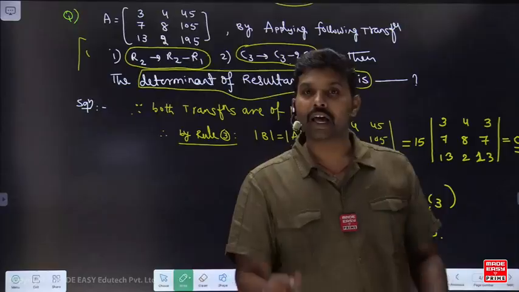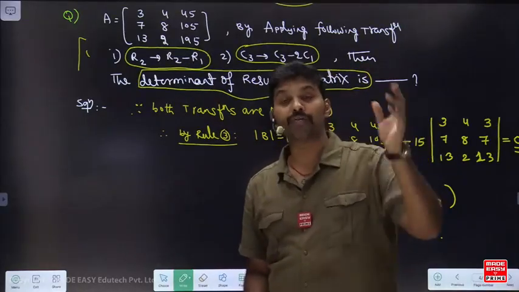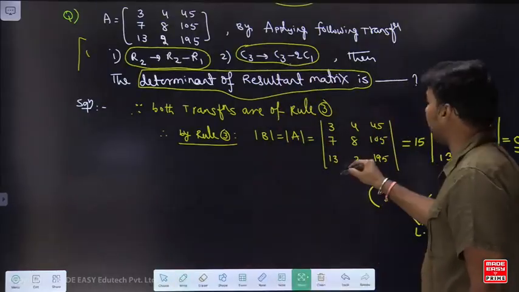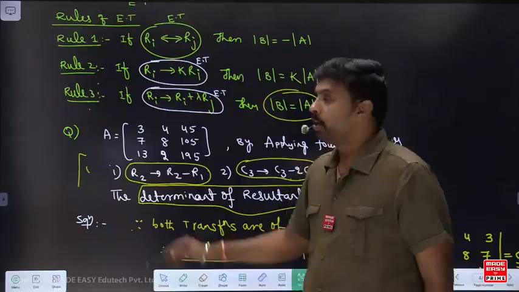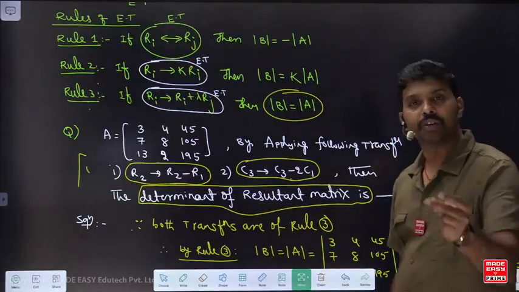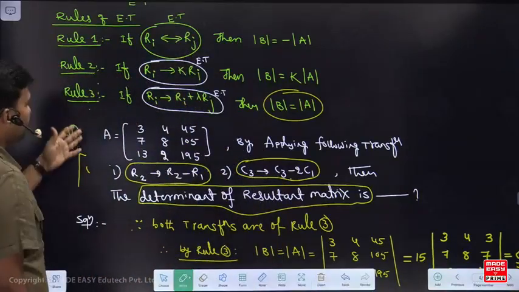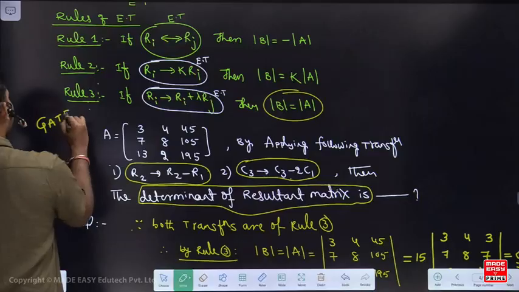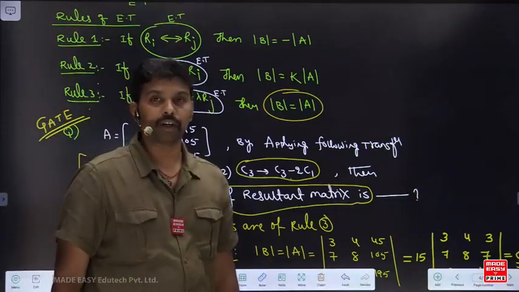By applying this elementary transformation, what change takes place in the determinant, we can easily identify with the help of these rules. If you know these rules, you can get the answer for this kind of question very quickly. So that's why these rules are important here. And this was one of the GATE examination questions. This is a GATE examination question, very important, okay.